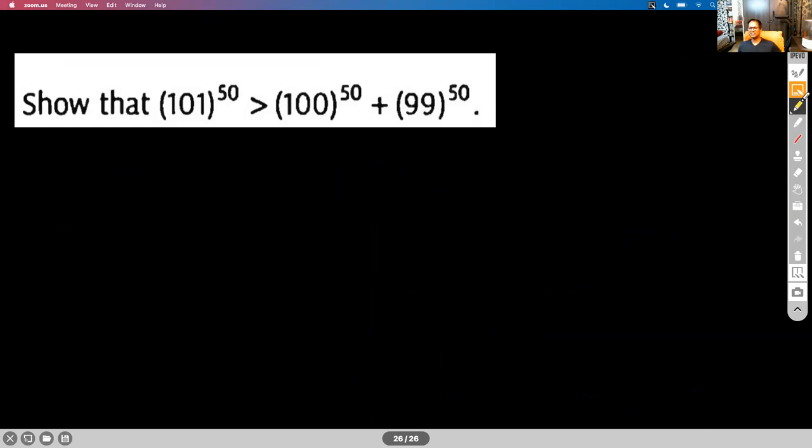Okay, so this is a very interesting fact that even when you combine 100 to the power 50 and 99 to the power 50, it is unable to beat 101 to the power 50. Can you prove this by using binomial theorem? Of course, you can't sit and calculate their values because they're too big numbers. So without actually calculating their exact values, how can you establish this inequality between them?